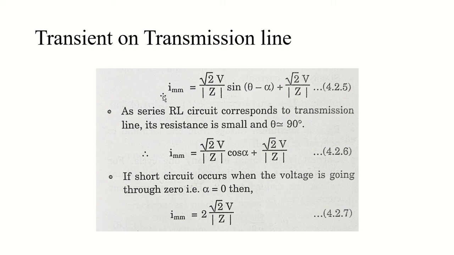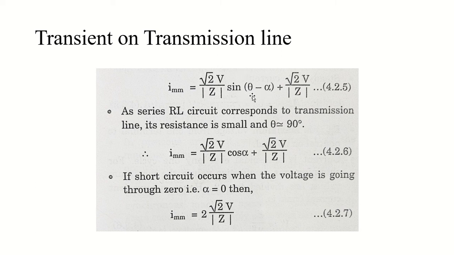And as the series RLC circuit corresponds to the transmission line, the resistance will be very small, right? And when resistance is very small, you can take theta close to 90 degrees, because the resistive component will be 90 degrees apart from the inductive component when we draw the phasor diagram. So you can take theta equals 90 degrees, as both of them are perpendicular.